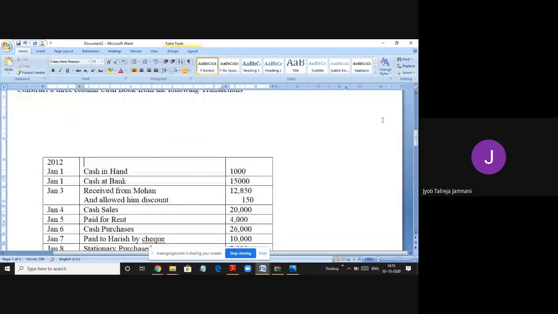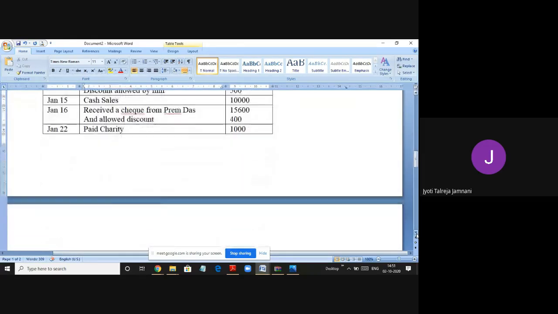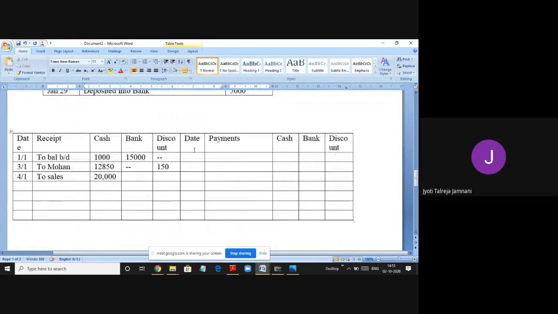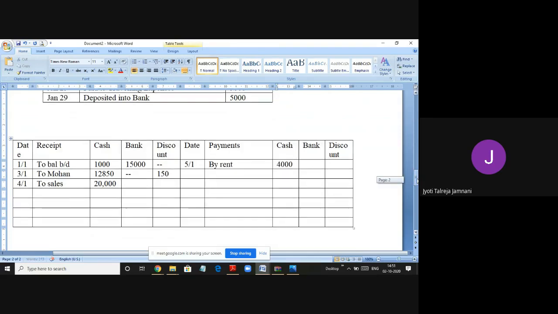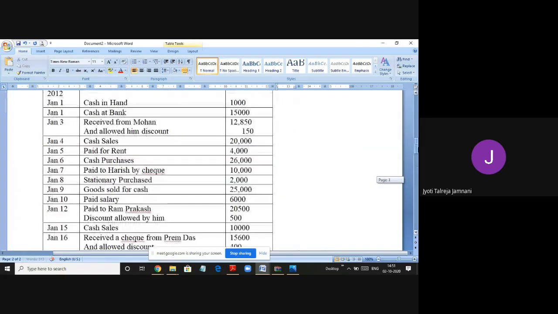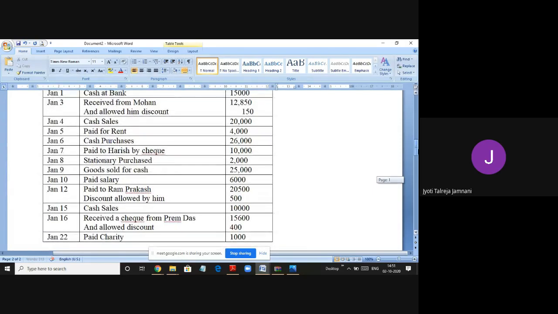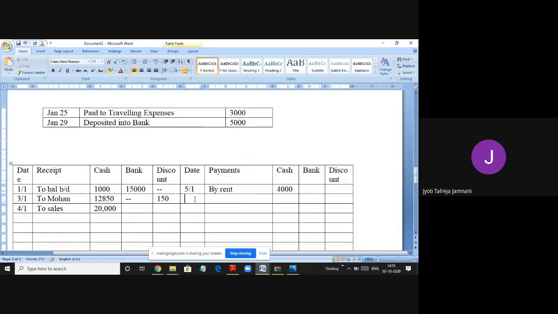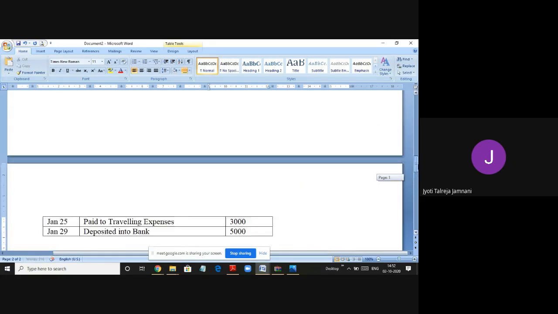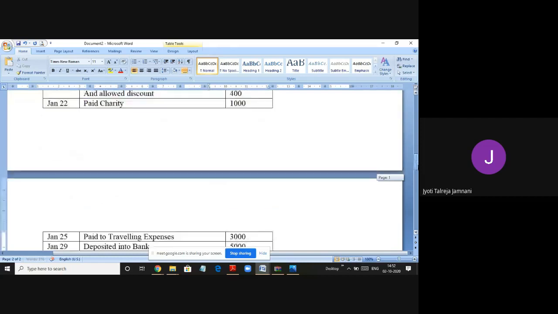Next entry, on 5th Jan paid for rent 4,000. So 5th Jan, payment side, because we have paid rent. So by rent 4,000. They have not told by check, so I'm taking it in the cash column, 4,000. Next is cash purchases 26,000 and that is on 6th Jan. So 6th January, by purchases, and it is cash purchases, so it will be in the cash column, 26,000.